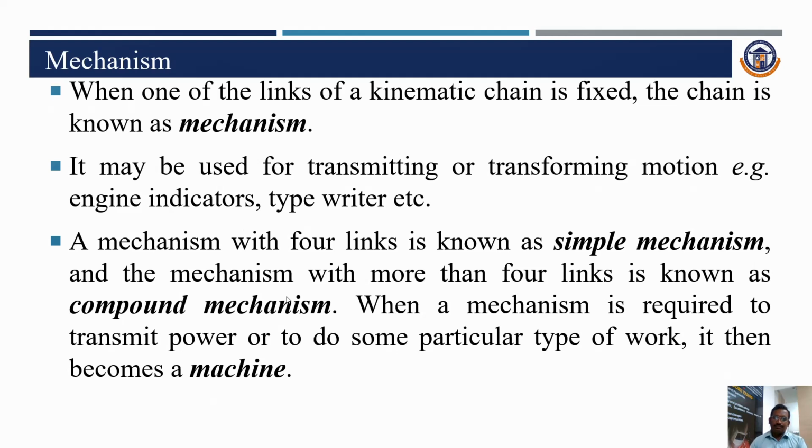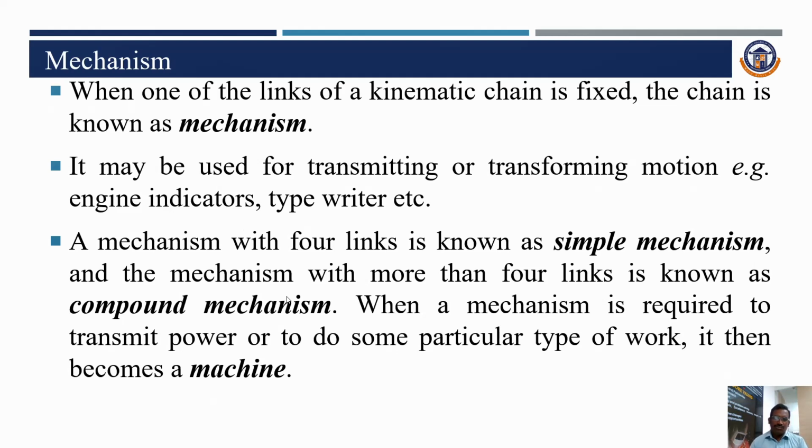Next, mechanism. When one of the links of a kinematic chain is fixed, the chain is known as a mechanism. When the links are fixed to each other, it is known as a kinematic chain, and also as a mechanism. It may be used to transmit or transform motion. It can transmit power, or in other ways it transmits motion.